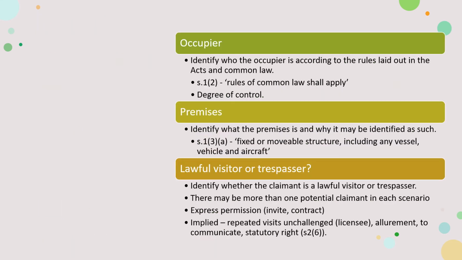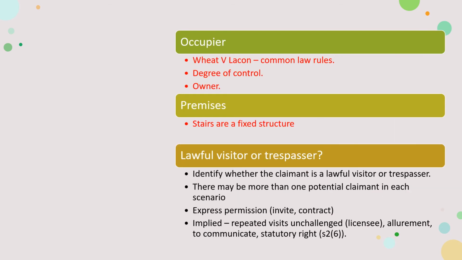So we need to first of all identify who are we suing, who are we laying the claim against. And this is of course Springfield. Okay, in terms of degree of control, Springfield are the owner. Now, if it's different, we can use Wheat and Lakoff for common law rules, but this is fairly obvious. In the scenario, it tells us they own and manage the premises.